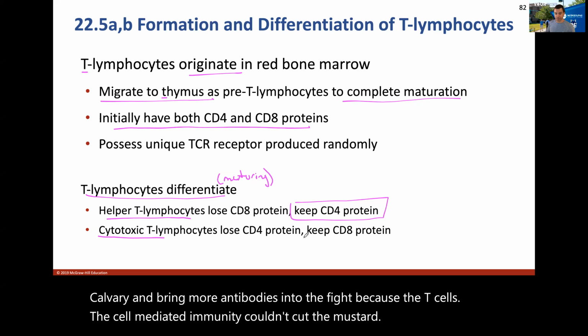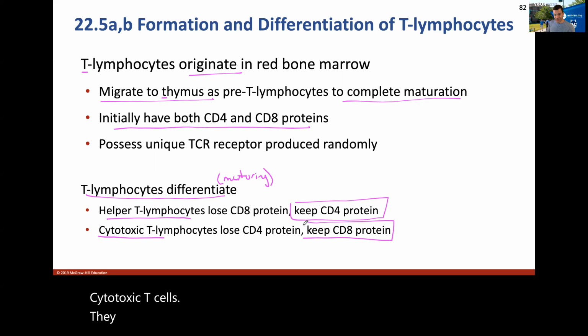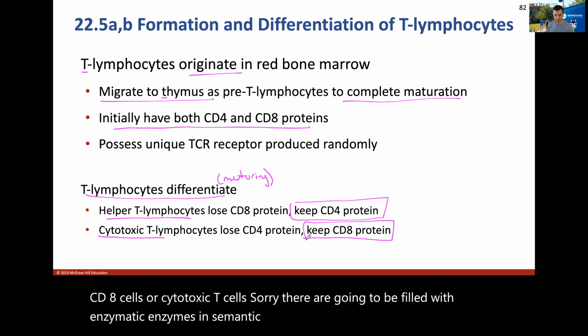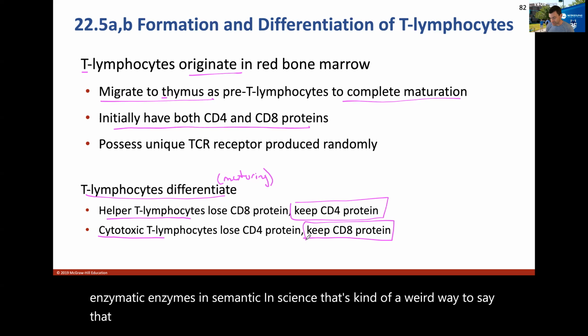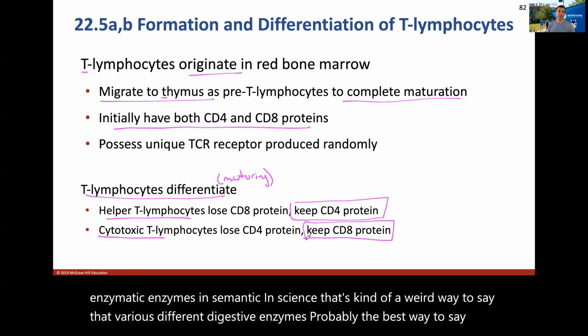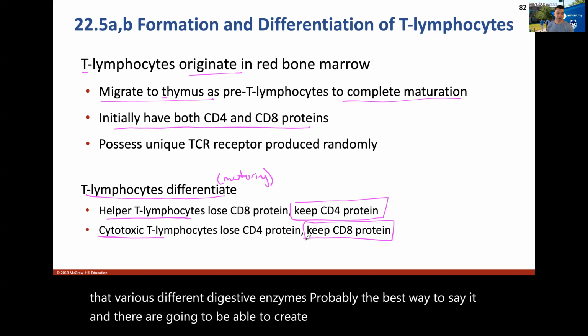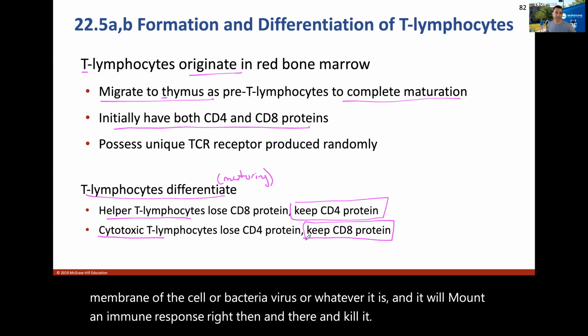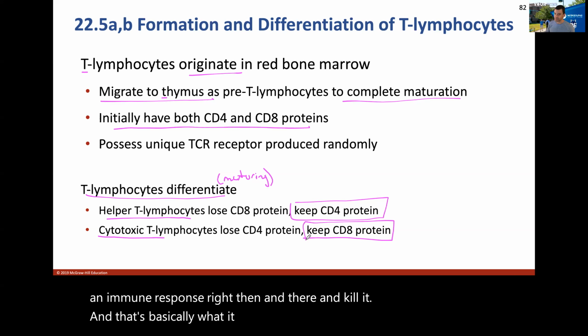Cytotoxic T cells, they keep their CD8. And that's what tells them they're going to become CD8 cells, or cytotoxic T cells, sorry. They're going to be filled with various different digestive enzymes, probably the best way to say it. And they're going to be able to create little holes within the plasma membrane of the cell or the bacteria, the virus, or whatever it is. And it will mount an immune response right then and there and kill it. That's basically what it is, the most simplistic way that we can put it.